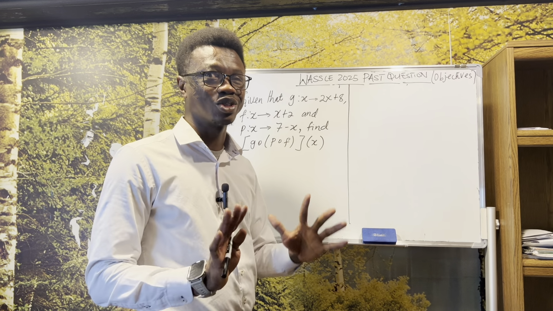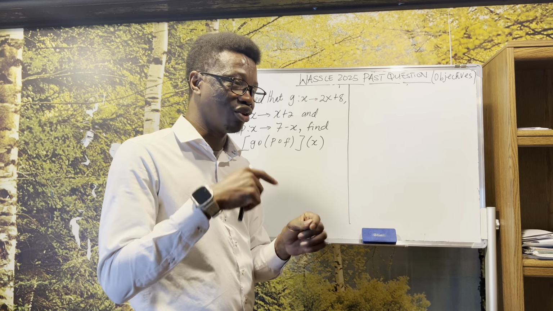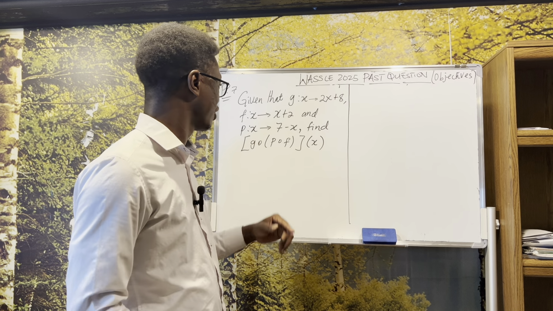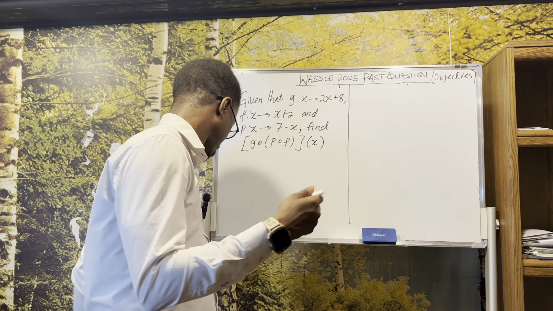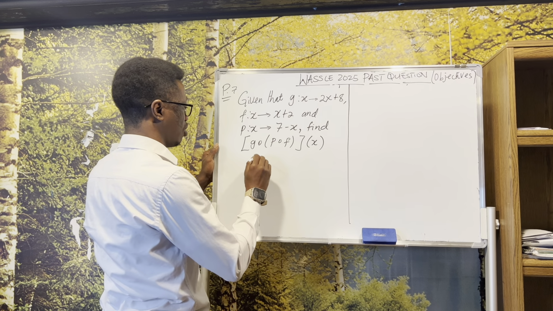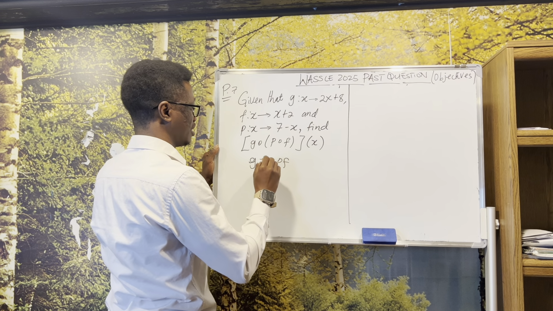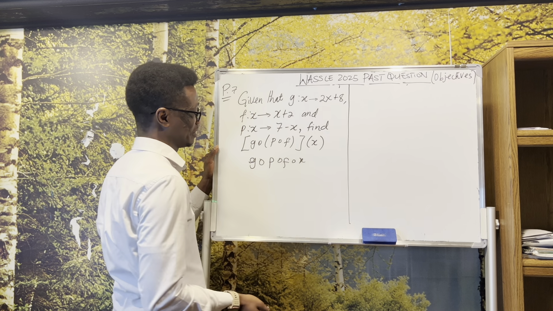This is a composite function and I'm going to take it slow, so if you think you're a fast learner, you can just fast forward. Now let's break it down. This is a composite function, as I said earlier: g of p of f of x.